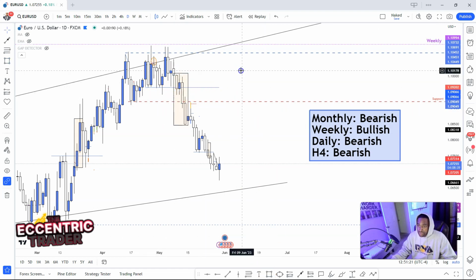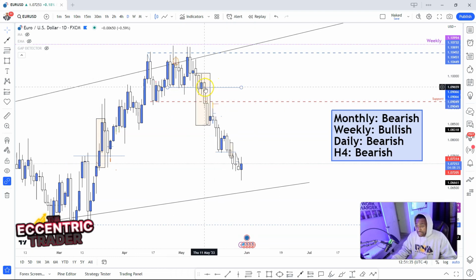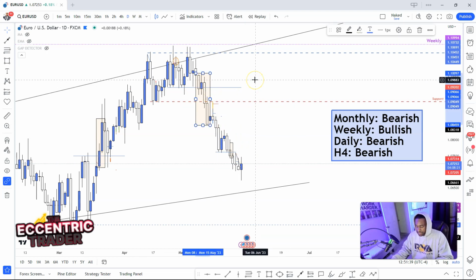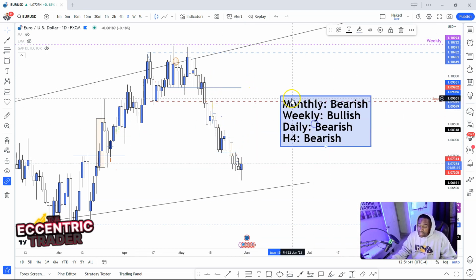So 1, 2, 3. If you want to be conservative, you can do 4. And you should see lower highs and lower lows on the lower time frame to confirm this break. Then after that, it just went straight down. That's it for the daily.